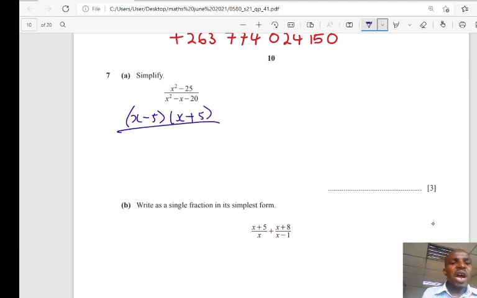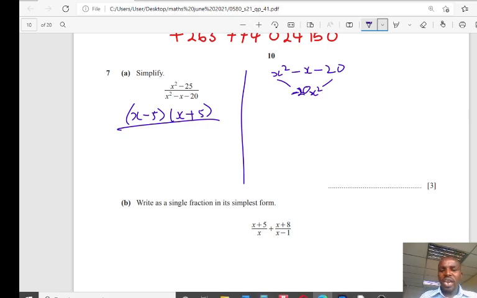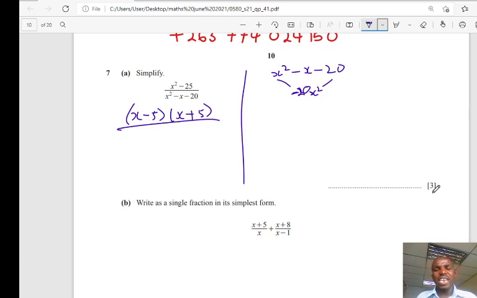Then over, now we have to go a long way factorizing the other one. This one, x squared minus x minus 20. You take this and this, it's minus 20x squared. Then find two numbers which, when you multiply, give you minus 20, and when you add, give you minus 1. Which are the numbers? It's minus 5 and plus 4.